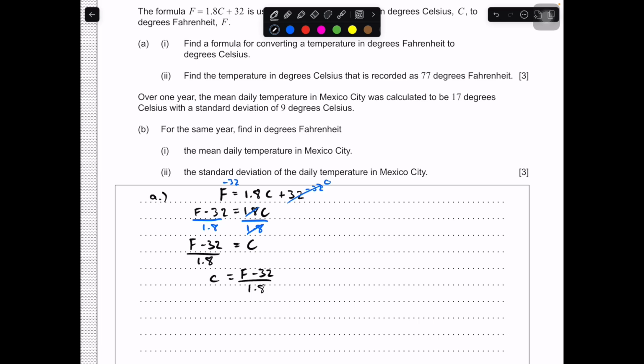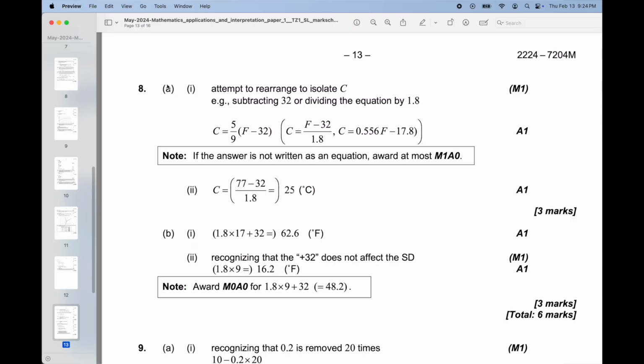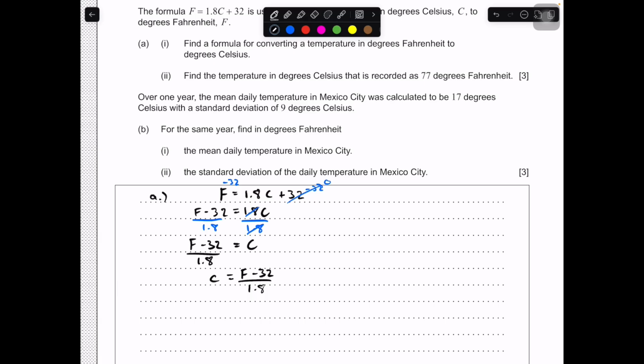Just want to show you the mark scheme for a sec. Here it is, 8a. Instead of just leaving the question, I'd say never leave a question blank. Attempt to rearrange and isolate C, so subtracting 32, dividing both sides by 1.8. Even if there's some kind of understanding in terms of how to manipulate this algebraically, you will get some method marks. And never leave method marks just lying there. Alright, let's go back to the document. Okay. So that was for A1. Let's go to part 2.